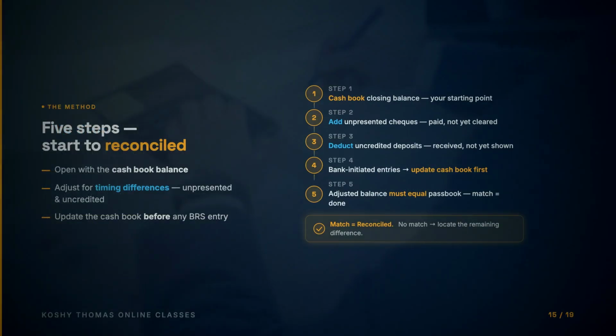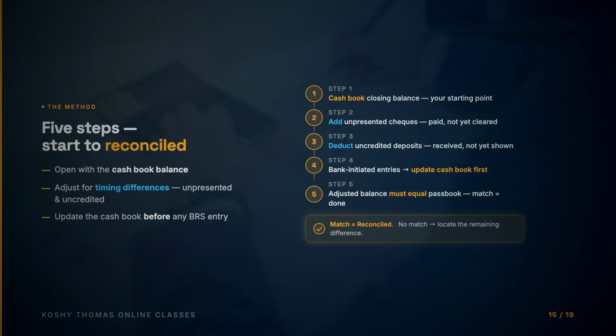So, how do you actually prepare the bank reconciliation statement? Step 1, take the cash book closing balance as your starting point. Step 2, add back any unpresented cheques, payments you recorded, bank hasn't cleared yet. Step 3, deduct any uncredited deposits, receipts you recorded, bank hasn't processed yet. Step 4, add or deduct any bank-initiated entries you have now posted to the cash book. Step 5, the adjusted balance must match the passbook.